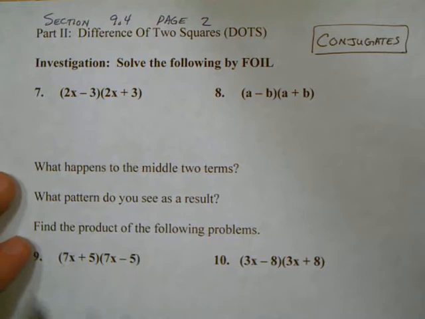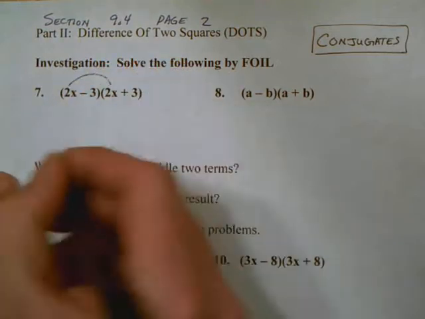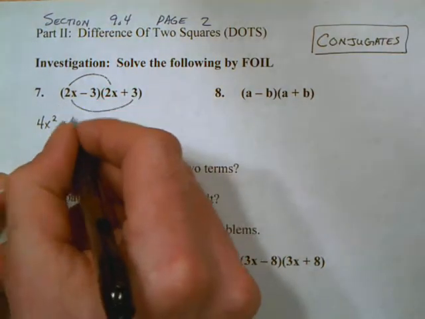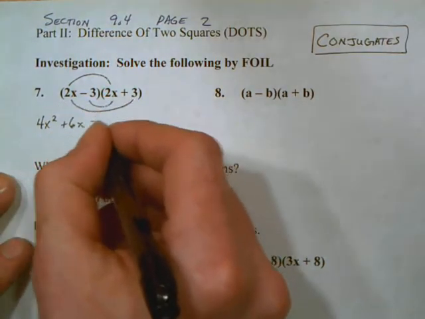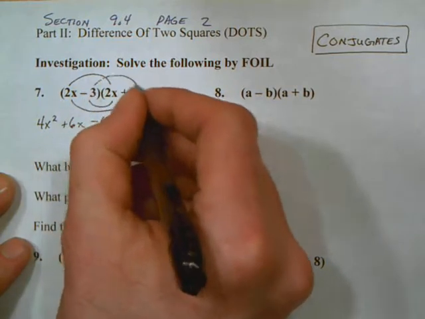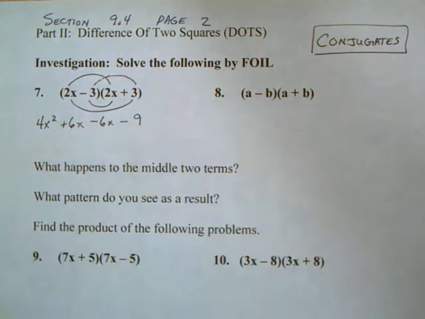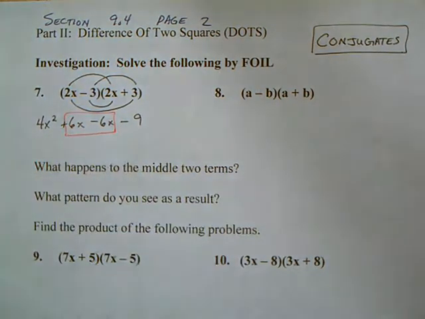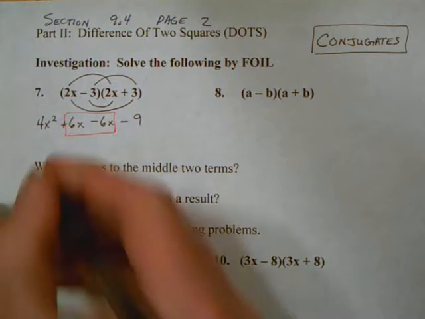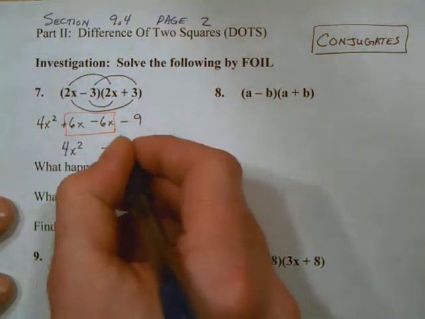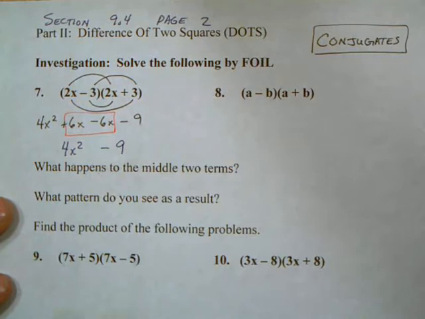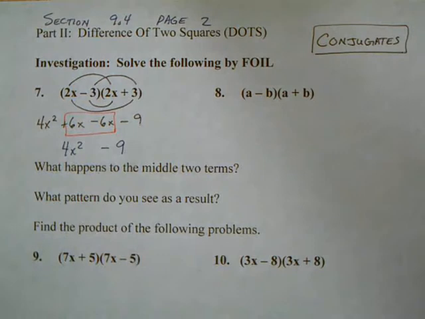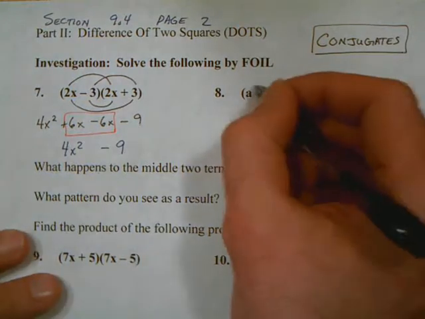Well, let's take a look at what happens when we FOIL this. 2x times 2x is 4x squared. Outside, positive 6x. Inside, negative 6x. Last, negative 9. What do you notice about our middle two terms? They're exactly opposite. So, they cancel, leaving us with 4x squared minus 9. That's why this is called the difference of two squares, because each one is a square and it's the difference in between.